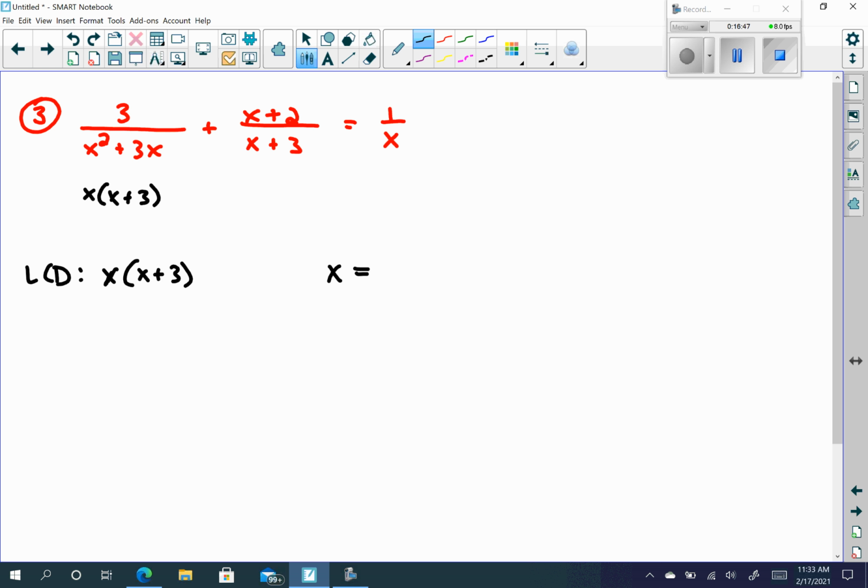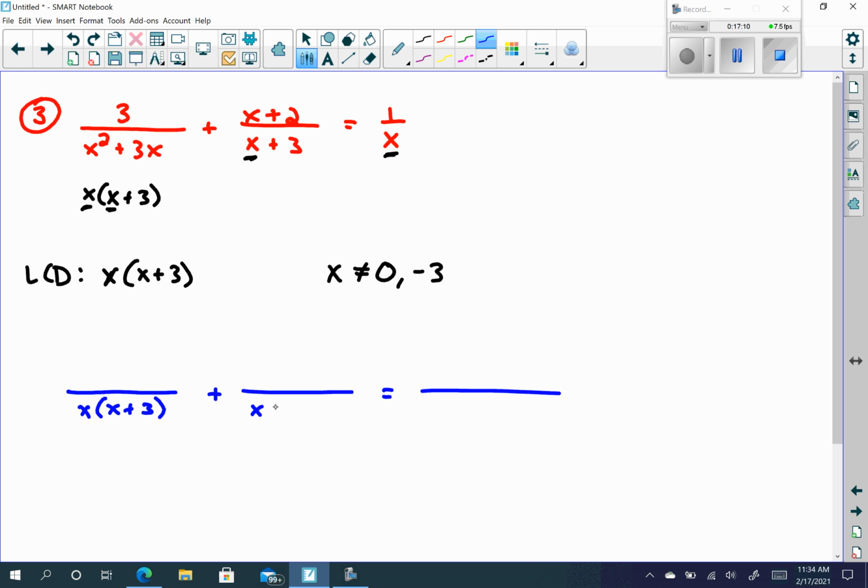My restrictions are x cannot equal, this first x is a monomial, that can't equal a 0. This x right here can't equal a negative 3. This x right here can't equal a negative 3, and this x right here can't equal a 0. So those are my two restrictions. So now let's just get everything over the LCD, which is x times the quantity x plus 3.